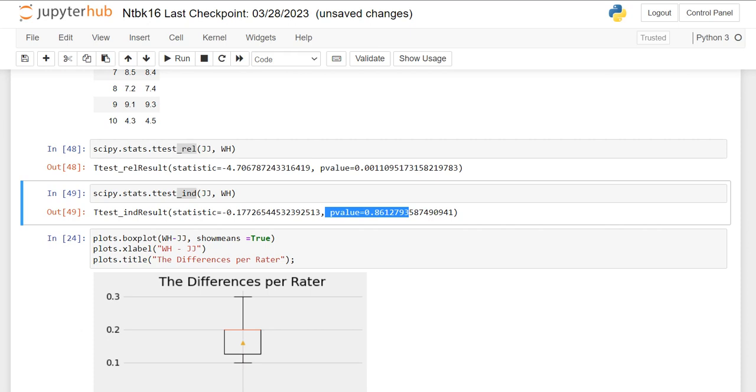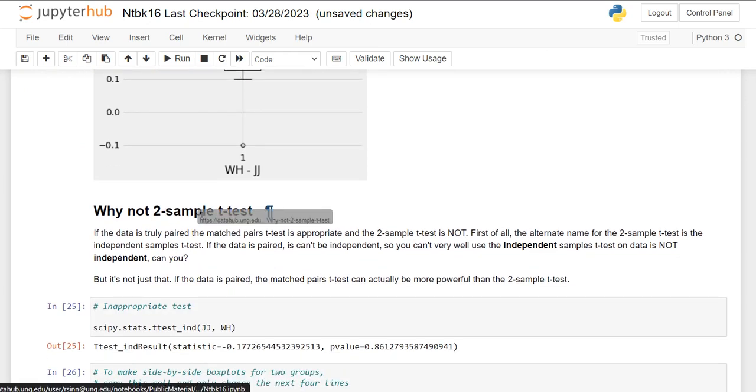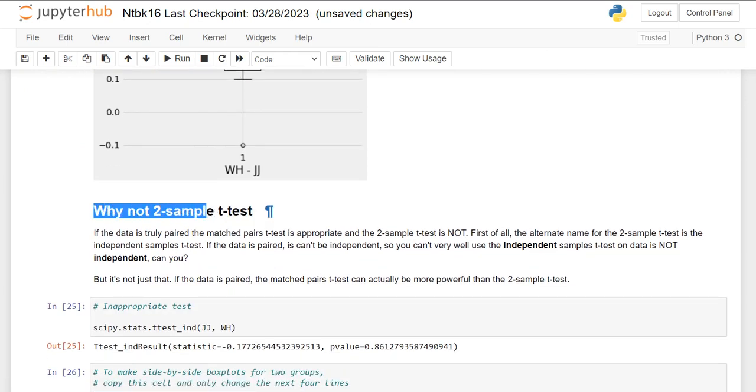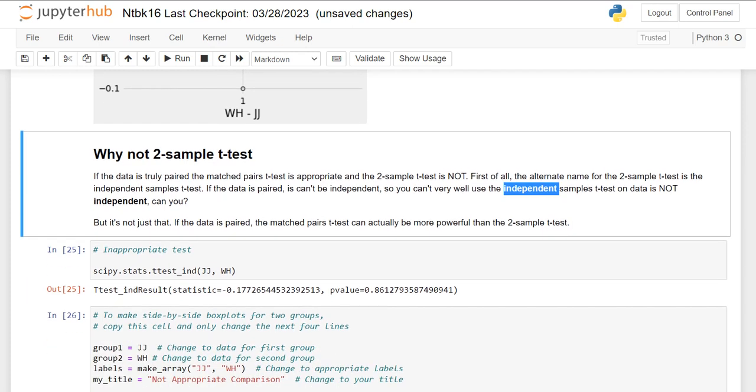And that's what the notebook is talking about: you can't use the independent samples t-test for matched pairs data. All right, and then there are a couple more code cells down below that you can take a look at as you have time.